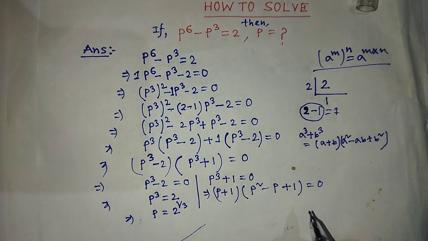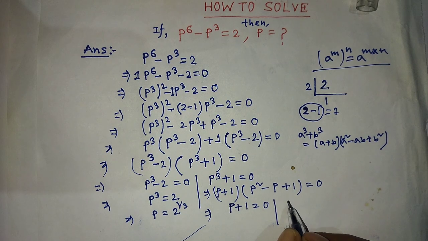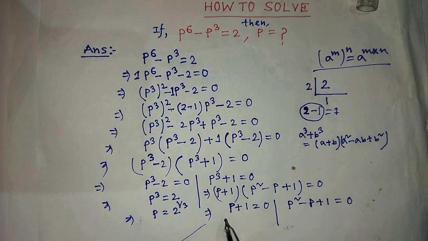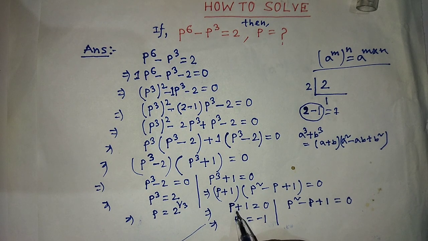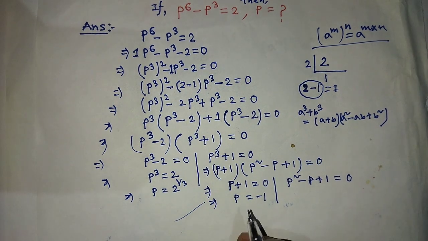So to find the value of p from this equation, again we have to apply the zero product rule. After applying the zero product rule, we can write p plus 1 is equal to 0 and p square minus p plus 1 is equal to 0. From the first equation the value of p will be minus 1. If you transpose 1 from the left side to the right side, you get p is equal to minus 1. So this is the value of p.